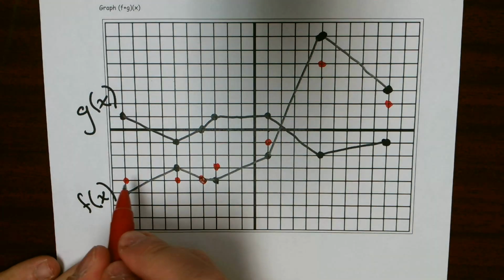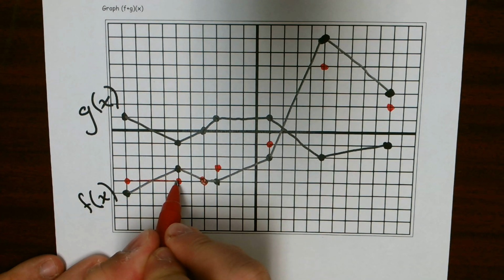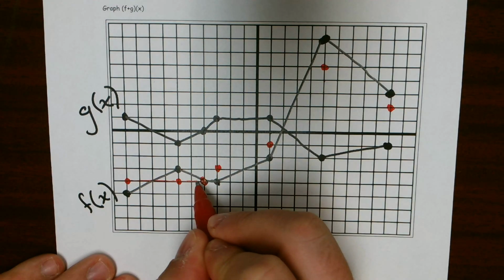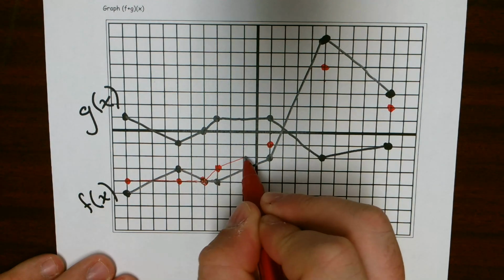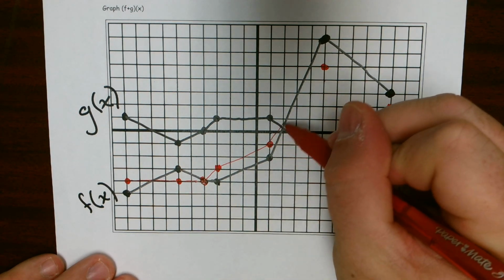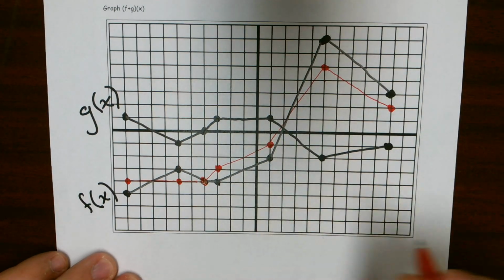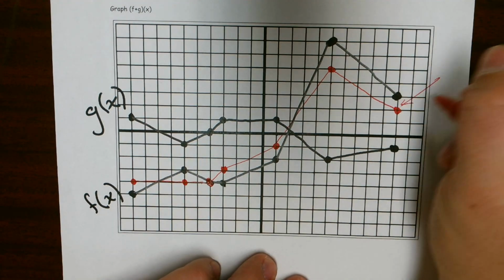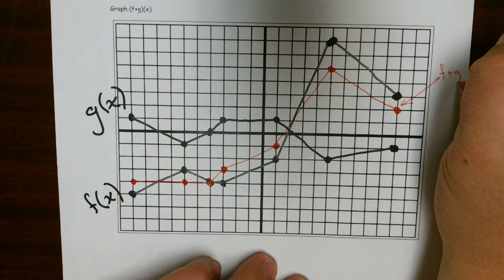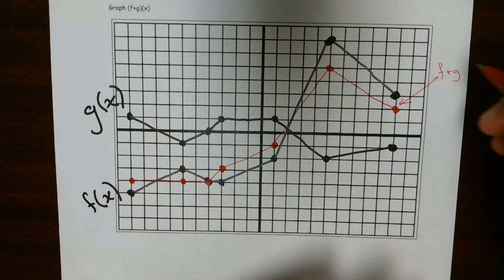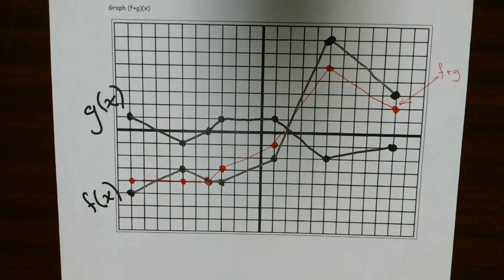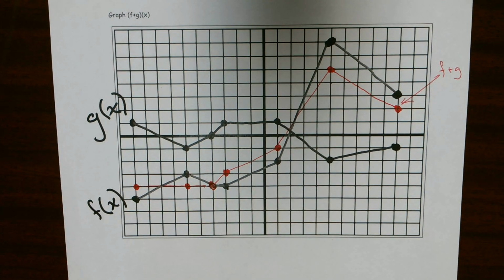Everything looks good. I'm going to go ahead and draw my line. Connect the dots. And this red line here is f plus g of x. I look forward to helping you guys in class and wrapping up chapter 2.